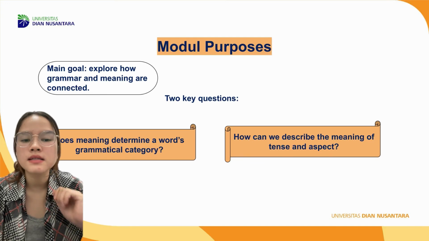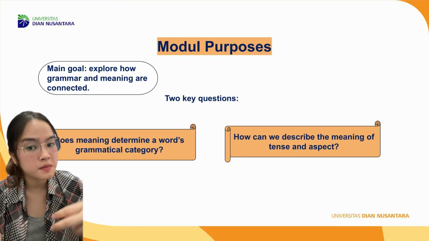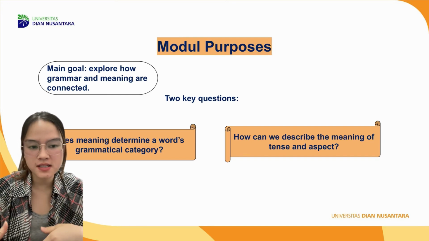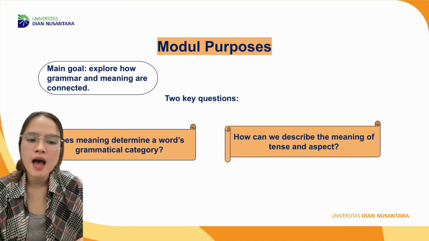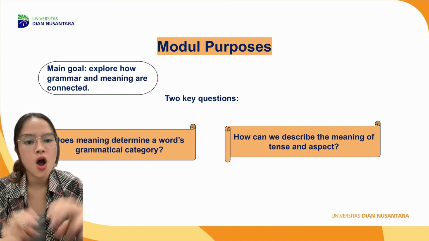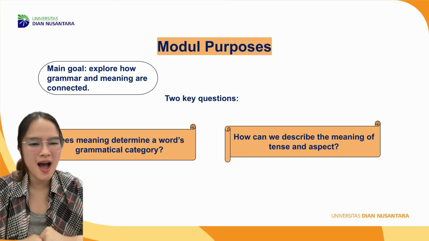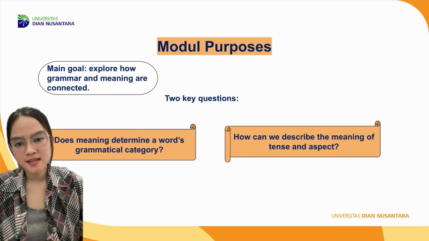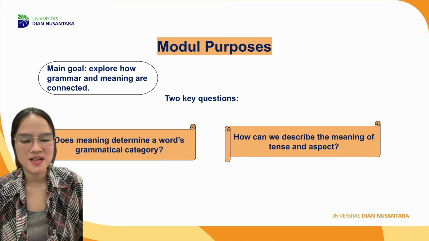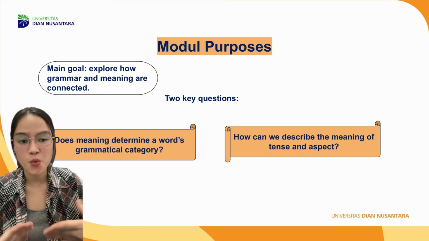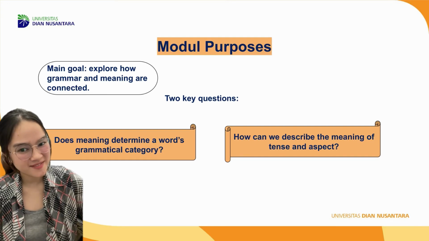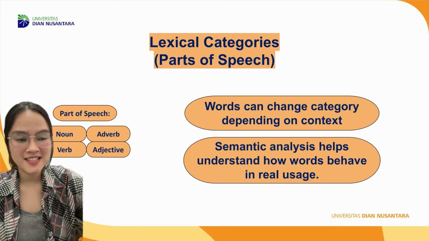So, it's not just about labeling verbs and nouns. It's about understanding why a word behaves a certain way in context, and why tense and aspect don't just tell us when something happens, but also how it unfolds. And at the end of this module, you will start seeing grammar not just as a tool, but also as a way or window into how we think and communicate. Alright, this is quite interesting.